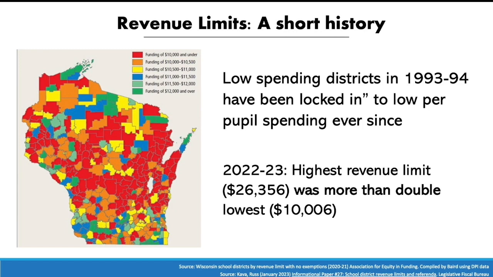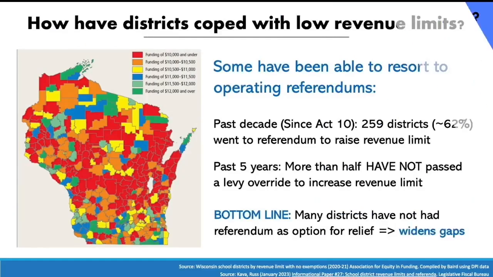In essence, the relative amount that a student's district was spending per pupil in 1993 determines how much they can spend today. In other words, the spending floor for education in Wisconsin is not based on student need, the cost of educating their particular students, or a minimum amount of educational services, but rather an arbitrary amount that was determined 30 years ago.